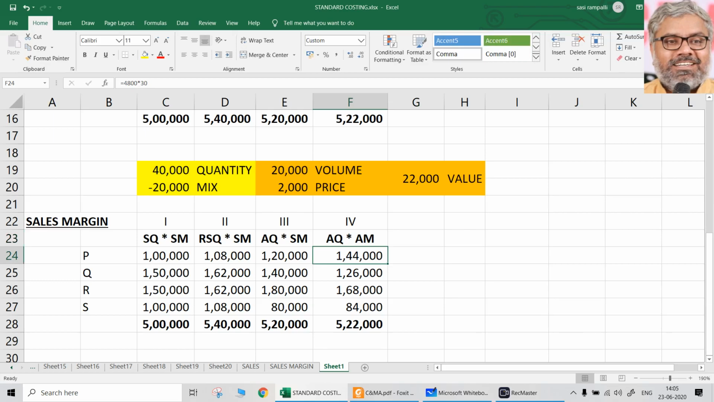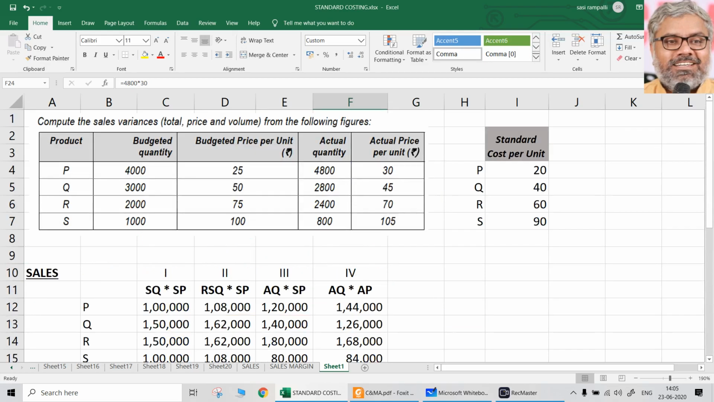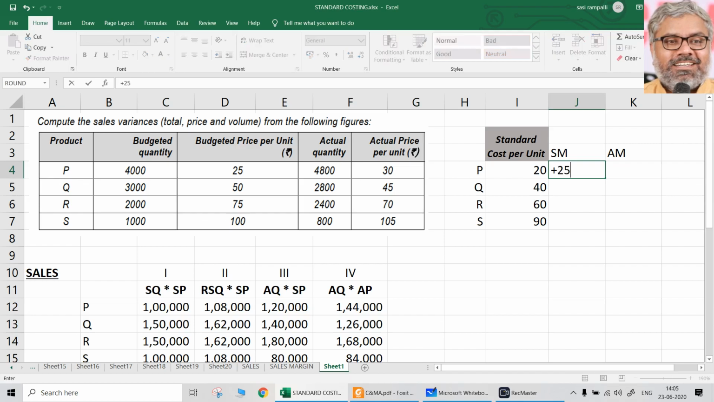So how much is standard margin? How much is actual margin? That we can find out for each of the products. So standard margin formula is what? That was the budgeted selling price minus budgeted cost or standard cost. So budgeted selling price is 25, right? Minus standard cost. That is 5 rupees standard margin. Once again, 50 minus 40. 75 minus 60. 100 minus 90.